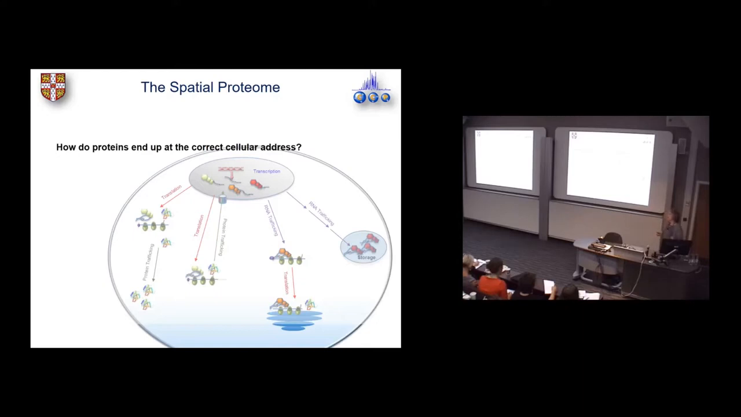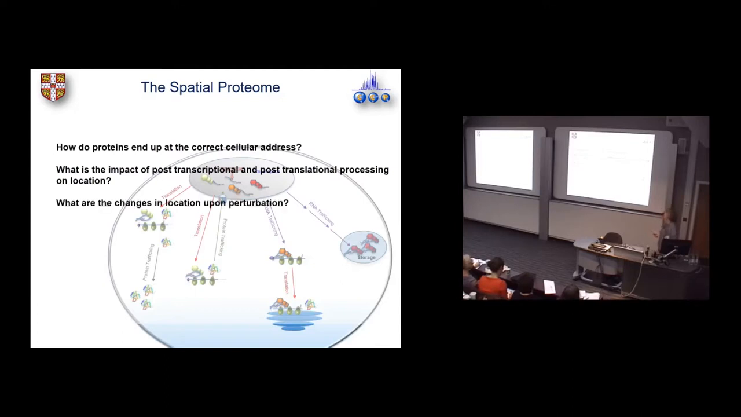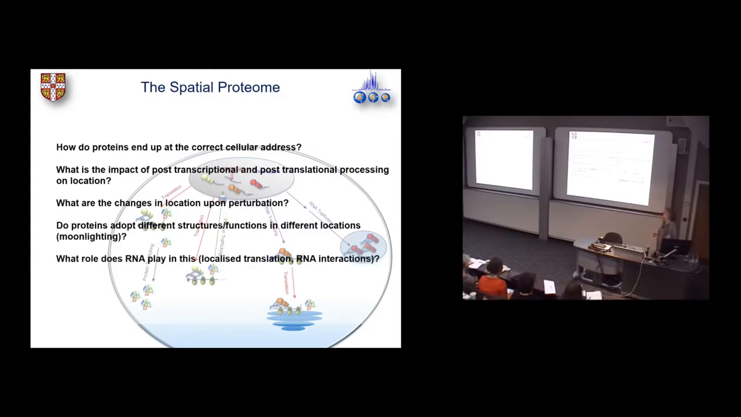So we're interested in the spatial difference between the transcriptome and the proteome, and also where translation takes place. So we want to know how proteins end up in the right place, how that changes and what the dependence of that is based on their post-transcriptional and post-translational status, how the location changes upon perturbation, if proteins adopt different structures in different parts of the cell, what role RNA plays in all of this, not only getting itself translated in different parts of the cell, but also acting as structural binding partners and scaffolds, and what is the relationship between the protein and its corresponding transcript.